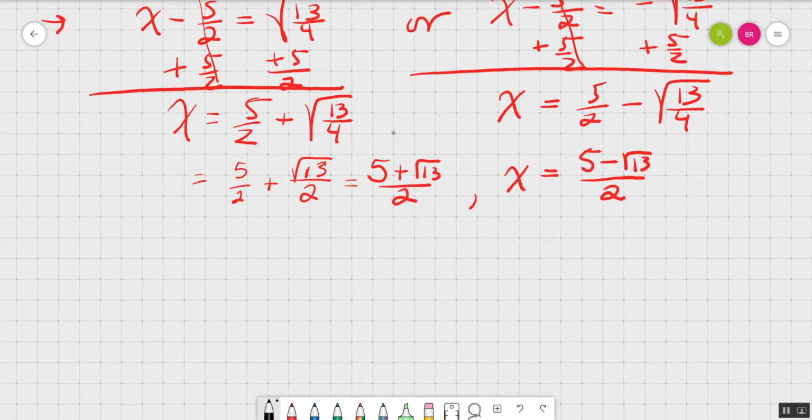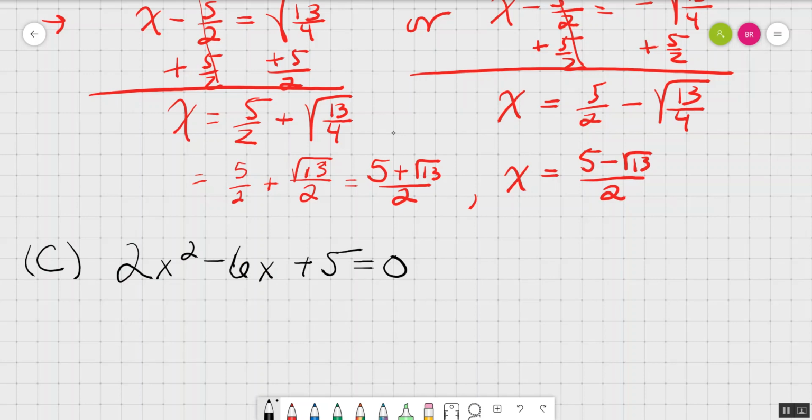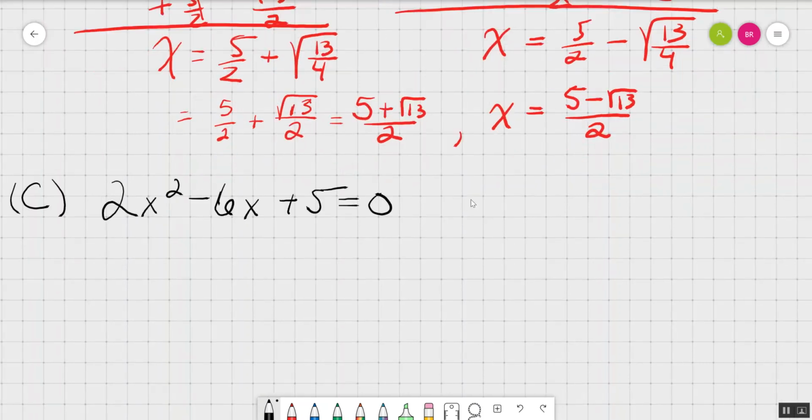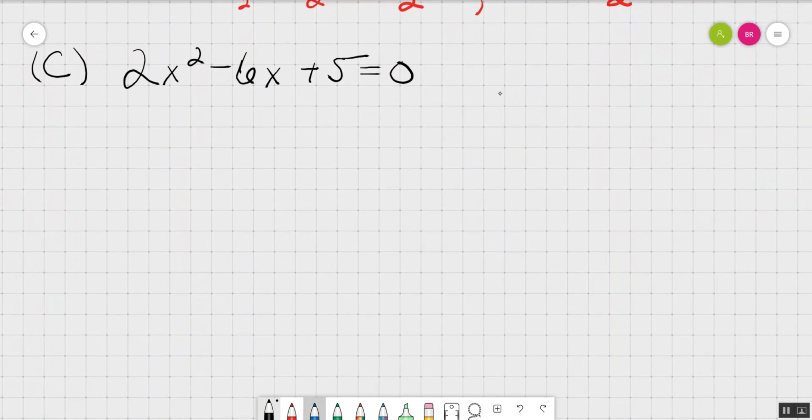I don't know if you're going to like this one, but I believe in you. Let's do 2x squared minus 6x plus 5 is 0. Now this one's going to be a little wilder. I know, you thought the last one was kind of wild. I believe in you though.